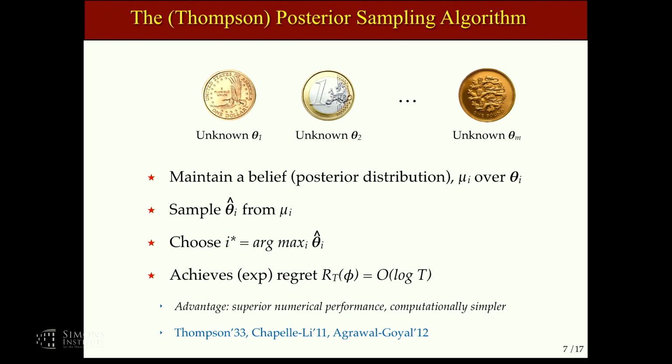And so it so happened that this was lost, and then in 2011, a couple of guys in Yahoo Research rediscovered this algorithm, and they found that numerically it performs even better than UCB type algorithms. And then a year later, there was a proof of regret for this algorithm, and it turns out that regret grows as log t for this algorithm as well.